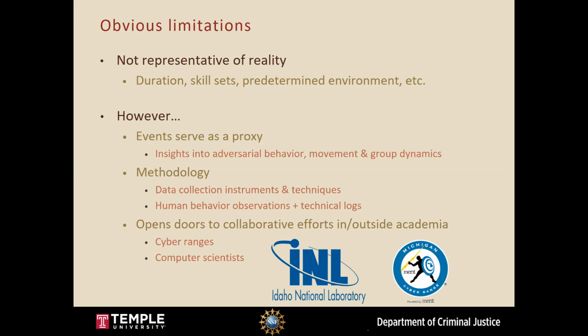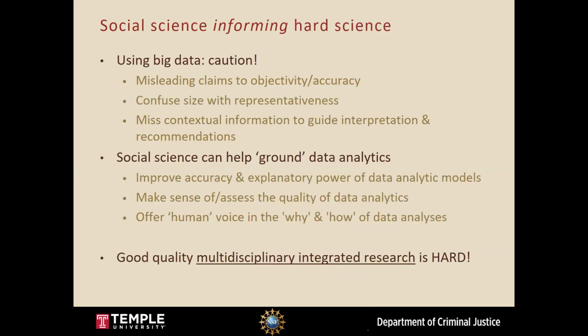So one of the things that we've observed, at least in our research space, is there's a drive for using big data. And as social scientists, we're a little cautious, because how much faith should we have in using big data and the corresponding analysis of big data? Does this lead to misleading claims about accuracy? Just because we have a large N, does that necessarily represent the communities that we're trying to study? Are we paying attention to the contextual information that can help guide our analysis, our interpretations, and correspondingly our recommendations?